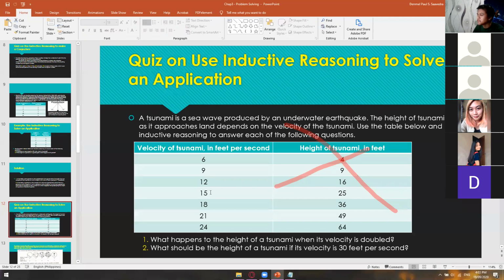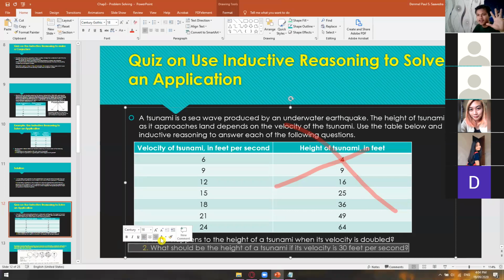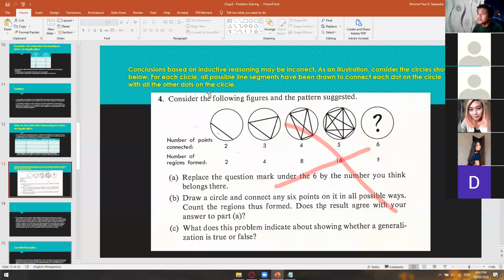Alright, so 2 minutes is over. So let's move on to the next one. May clarification so far? Or question? None, sir. Okay, so number 1, super easy. Number 2, super easy din. Kayang-kanya yan. Next one. So conclusions based on inductive reasoning.